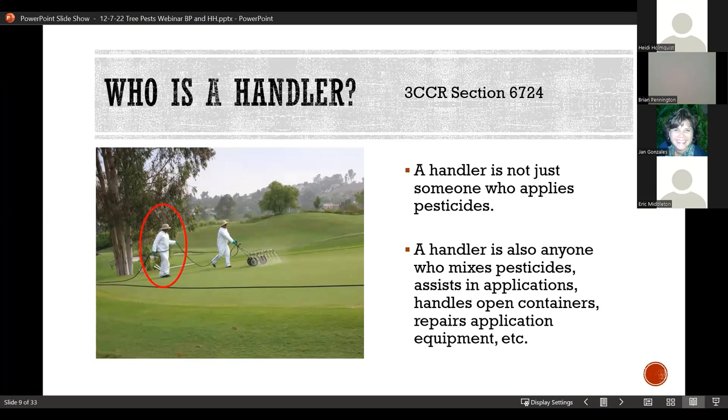Now, when I said an employee who handles pesticides, what does that mean? So a handler, somebody who handles pesticides, is anyone who applies pesticides, but it's also anyone who mixes pesticides, assists in applications, handles open pesticide containers, even someone who repairs application equipment. Because these people all have the potential to come into contact with pesticides, they're all considered to be handlers, and they all must be given the same safety training. And again, it has to be done annually. So even if you have a guy who only, say, repairs a spray rig, or even a guy in the circle who's just holding a hose, they're handlers. They have to be trained.